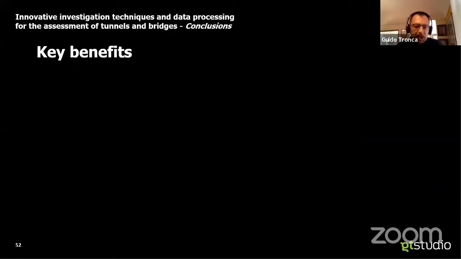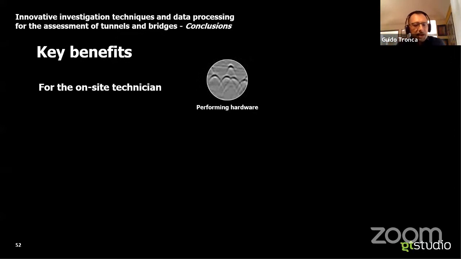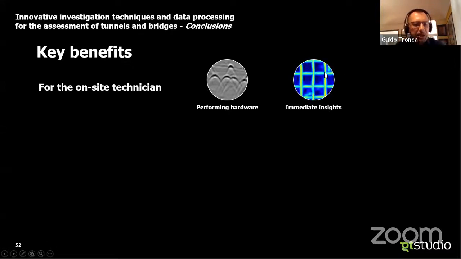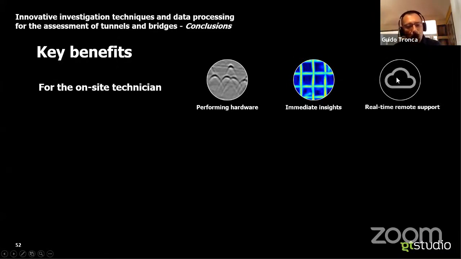Those were just my closing notes about, in a nutshell, the key benefits that are worth our attention and can involve both me and my team today as on-site practitioners. First of all, performing hardware that wasn't available 10 years ago. High resolution, immediate insight, and real-time remote support.